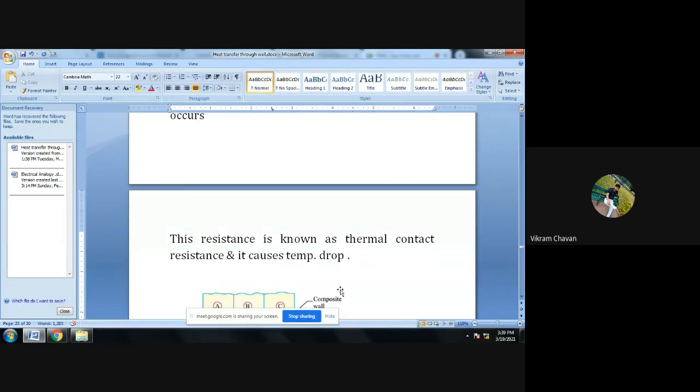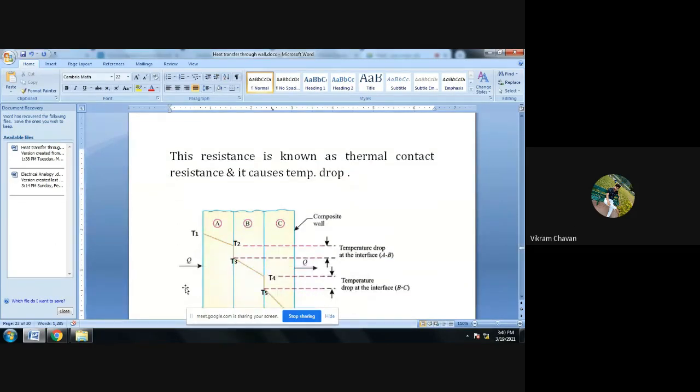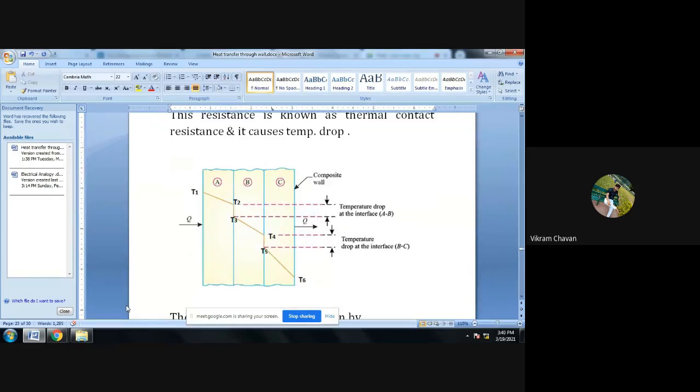Getting everyone? Understood the theory part? Now draw this particular diagram. Everyone draw this diagram.